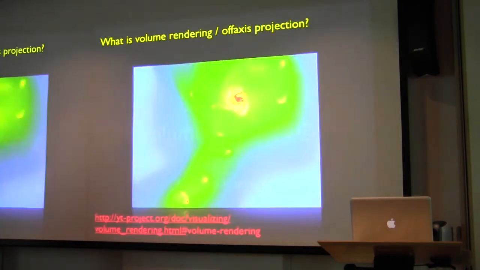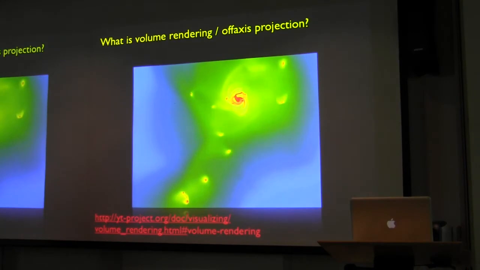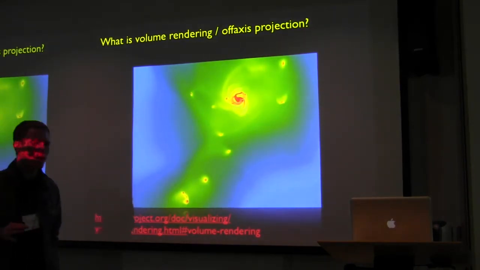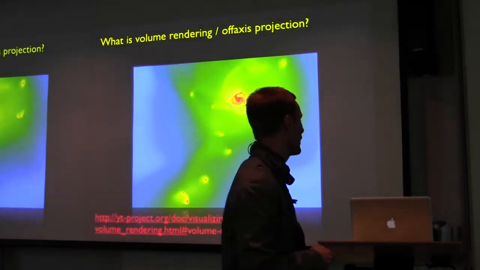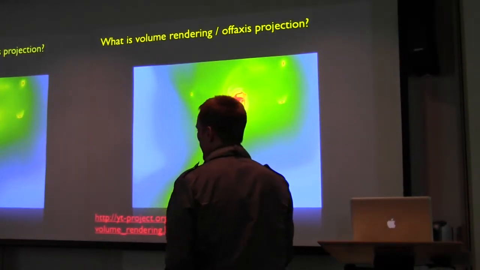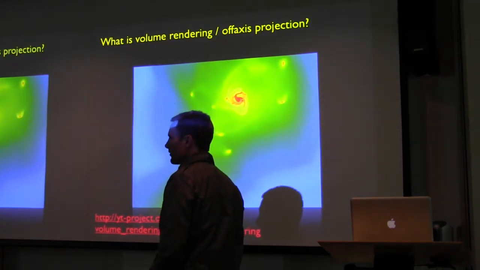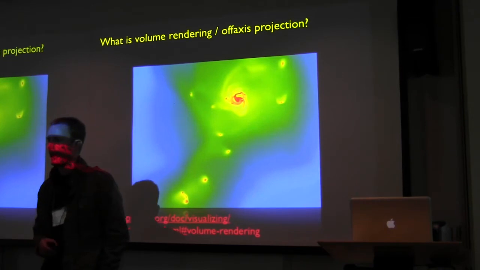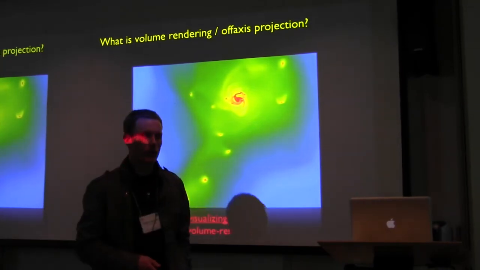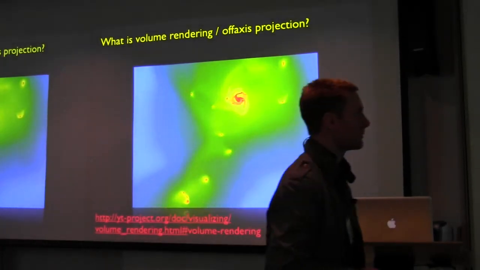So anyway, what is volume rendering and an off-axis projection? I'm covering both because at some level, they're the same thing. It's just a different transfer function that you're using. And for reference, there's a website on the bottom of these slides that has information and basically the full algorithm that's followed in the code, if you need to access it later.